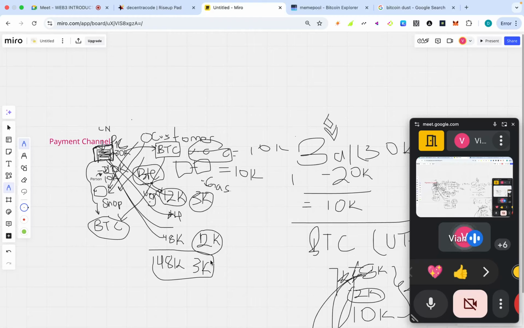at hypothetically lower gas fees compared to the 12K in total that I would have paid if I was paying 3K in gas fees individually for each of these transactions that I made.